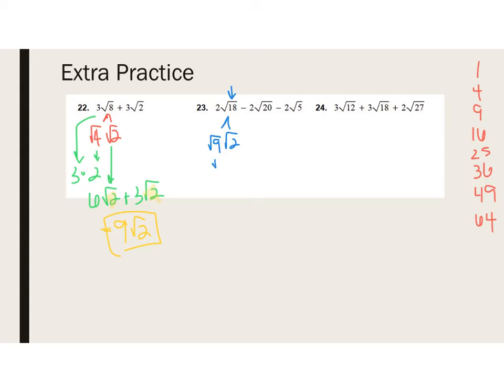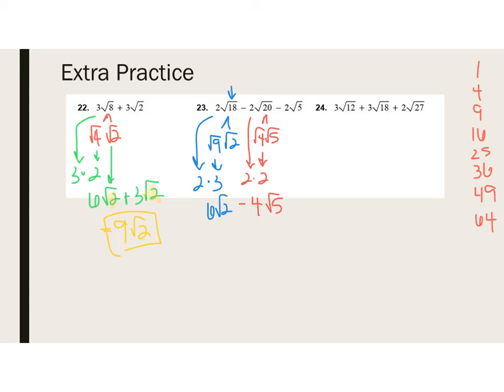The square root of 9 is a 3, but remember there's a 2 out front. So this is going to be 6 square root of 2. And then we're going to move on to the square root of 20, and which one of those numbers goes into 20? It's 4, so we got the square root of 4 and the square root of 5. Square root of 4 is 2, but you've got to remember that 2 out front, and then there's a minus sign. So we're going to do a minus 2 times 2 is 4. This one is the square root of 5.